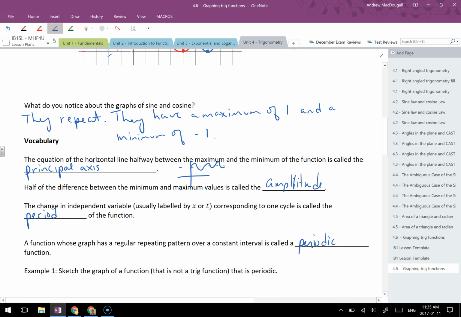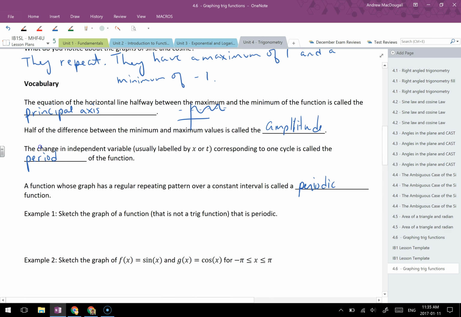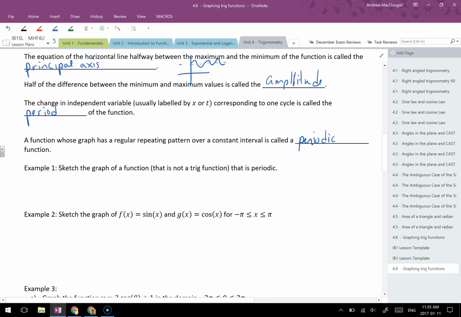Now, trig functions are periodic, but you can have a periodic function that's not a trig function. So if I sketched a graph like this, sharp edges, not a trig function, but still periodic. Or maybe I had a function that just goes like this. Something like this, that would be periodic, it repeats.